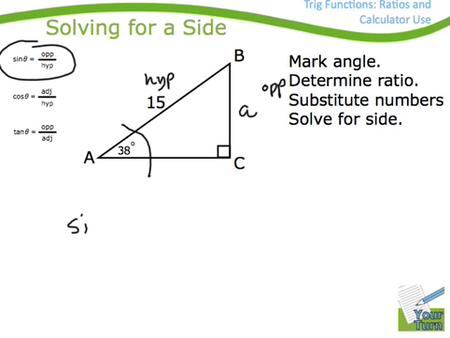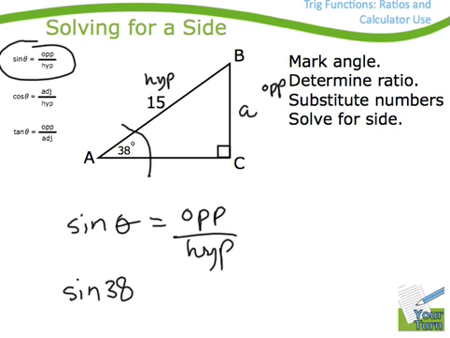Let's write it down. Sine of an angle is equal to the opposite side divided by the hypotenuse. Okay, let's plug numbers in. Sine, I know the angle, so sine is 38, is equal to the opposite side, I don't know, but I know it's called A, over the hypotenuse, which is 15.